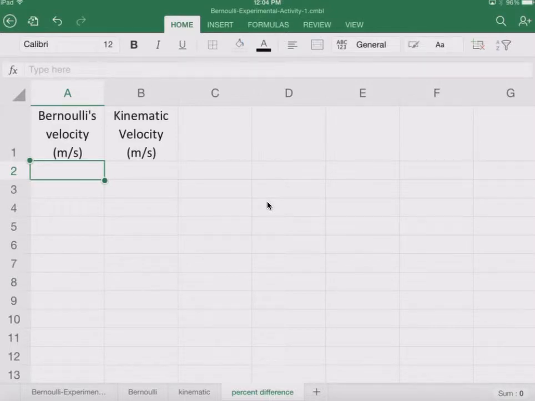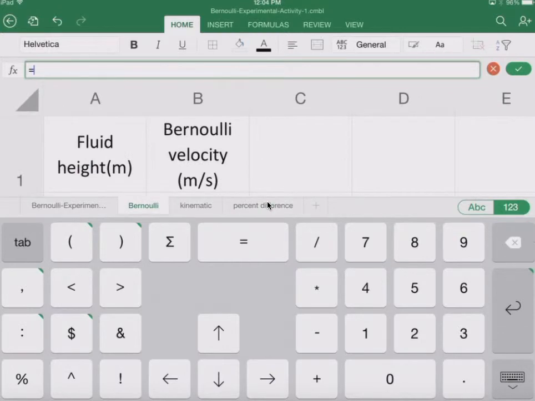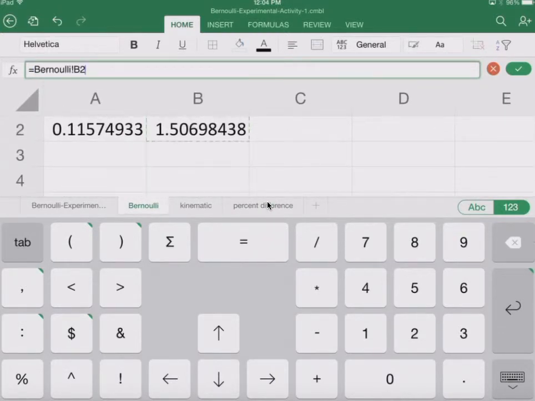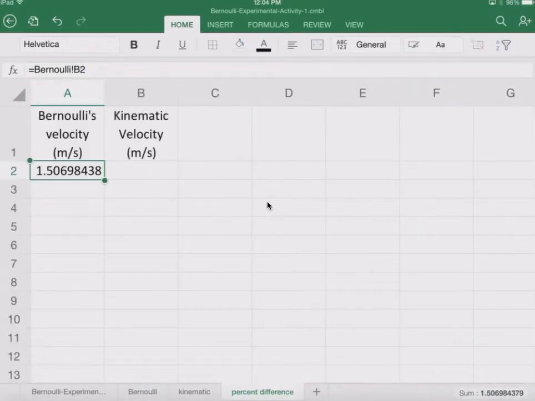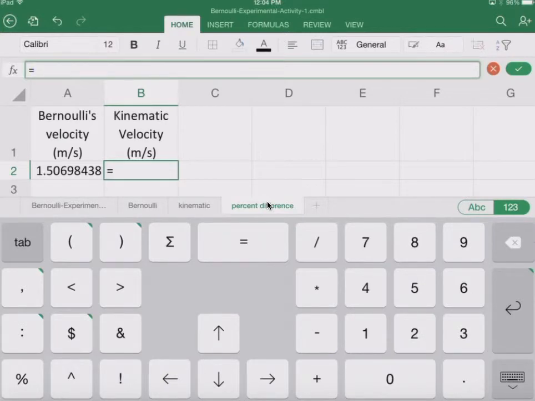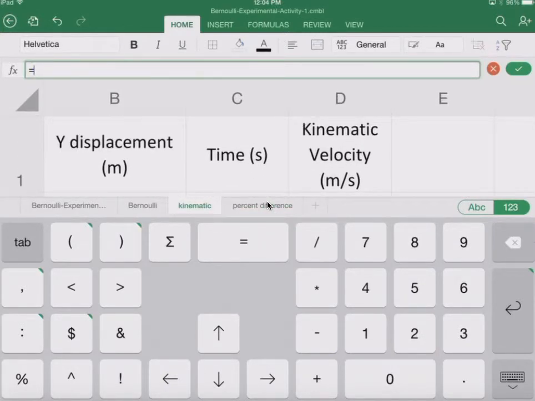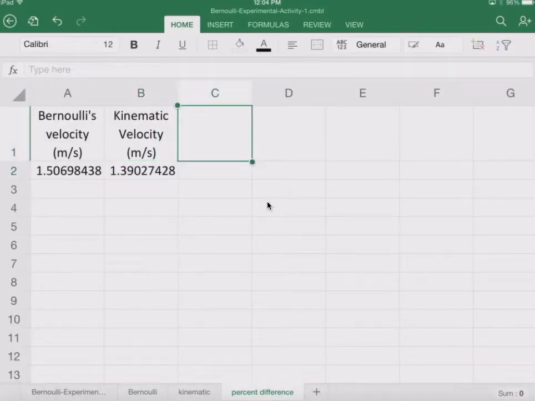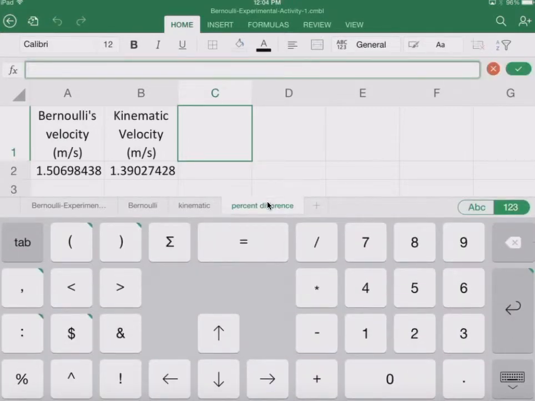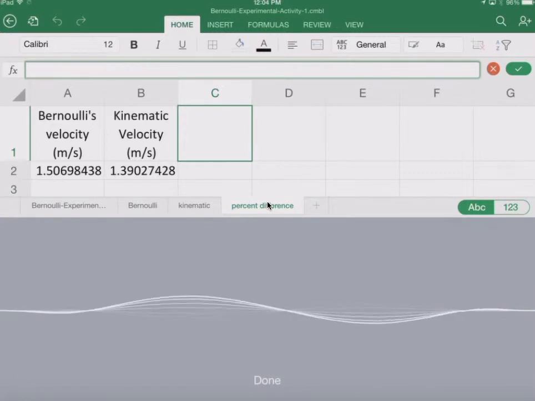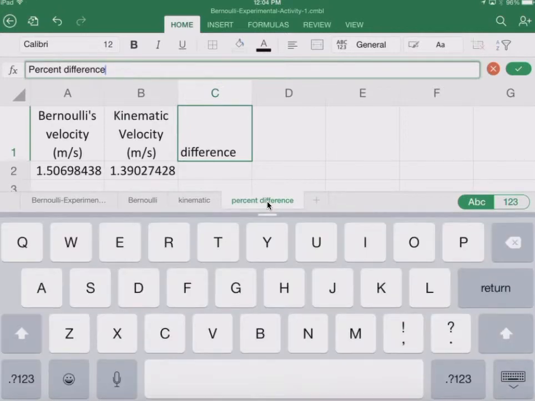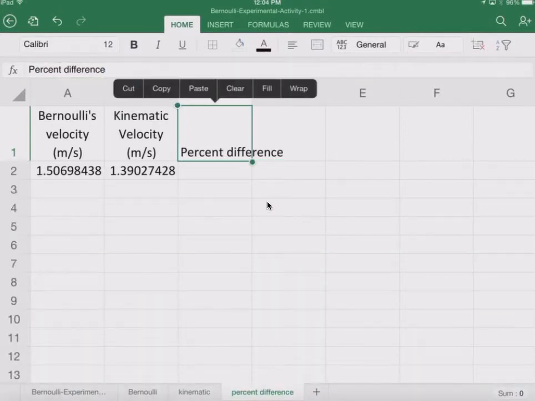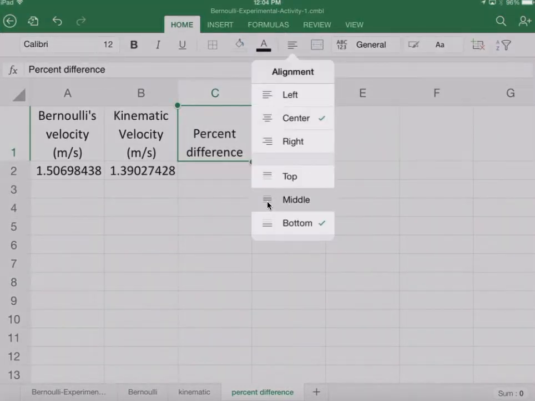So Bernoulli's equation is just going to be a reference. I'm going to say equal to, and we have Bernoulli's velocity here. I said Bernoulli's equation, but we're using Bernoulli's equation to calculate the velocity. Then we have our kinematic velocity here, and we are using the kinematic equations to calculate this velocity. So I'm just going to pop that in. So we have both of those, and our percent difference is going to be right here. Percent difference. Okay, we'll go ahead and wrap that, make it look somewhat pretty.